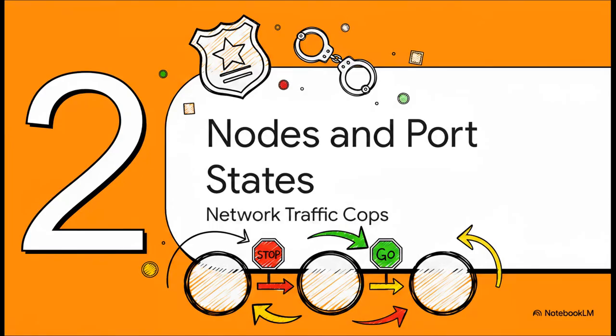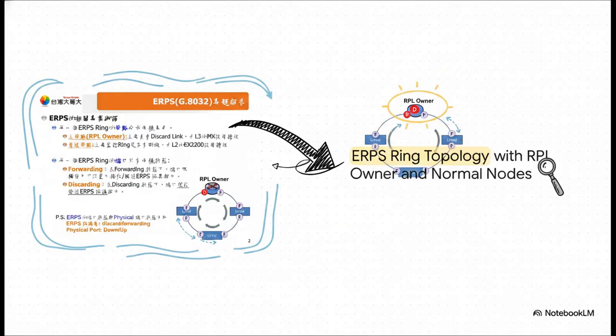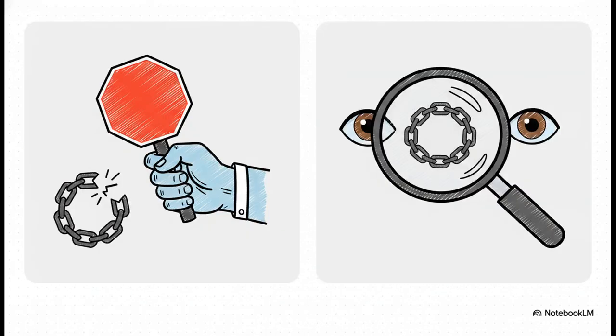Moving right along to Section 2, Nodes and Port States. In a standard ERPS ring setup, it's pretty easy to spot the traffic cop of our network sitting right up at the top. That's our RPL owner. The other switches you have in the ring, those are just your standard, normal nodes. Let's actually break down exactly what each of them does. It helps to contrast the active loop-breaking authority of the RPL owner with the passive role of those normal nodes.